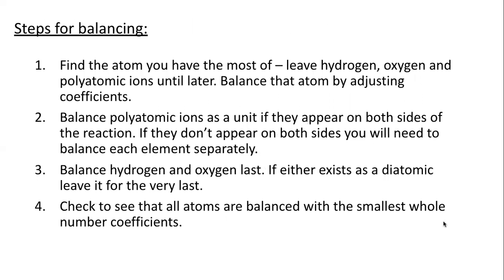So, steps for balancing. Find the atom you have the most of. Leave hydrogen, oxygen, and polyatomic ions until later. Balance that atom by adjusting coefficients. Then you balance polyatomic ions as a unit if they appear on both sides of the reaction. If they don't appear on both sides, you will need to balance each element separately. Balance hydrogen and oxygen last. If either exists as a diatomic, leave it for the very last. Check to see that all atoms are balanced with the smallest whole number coefficient, and then you're finished.